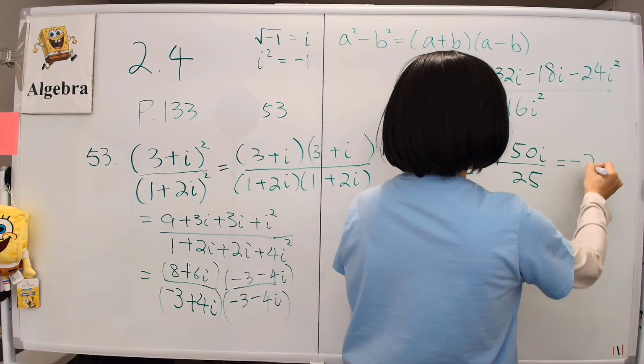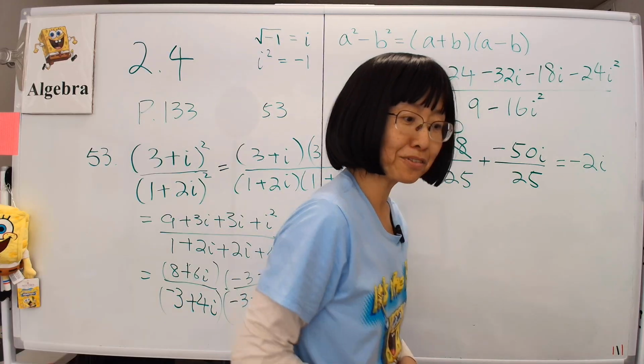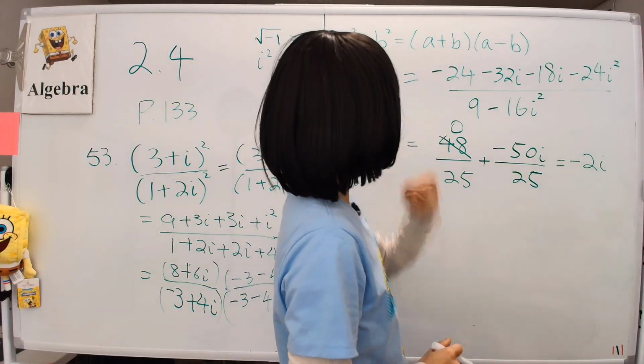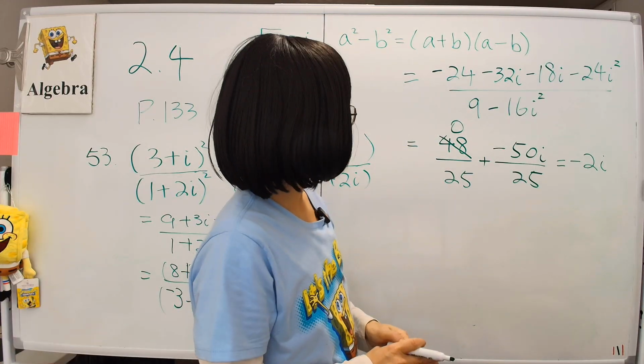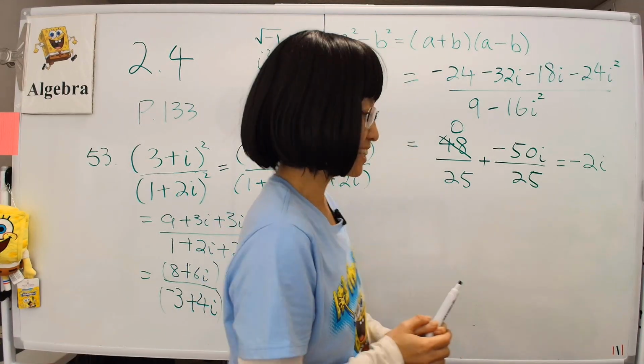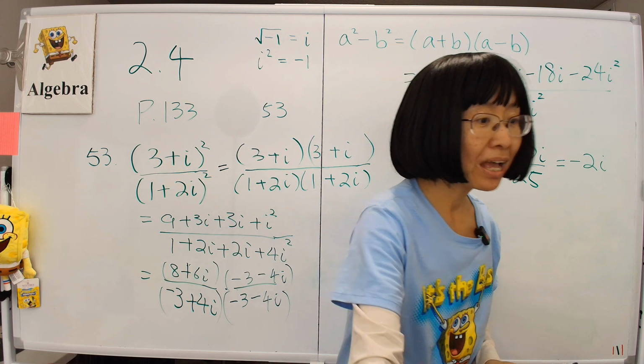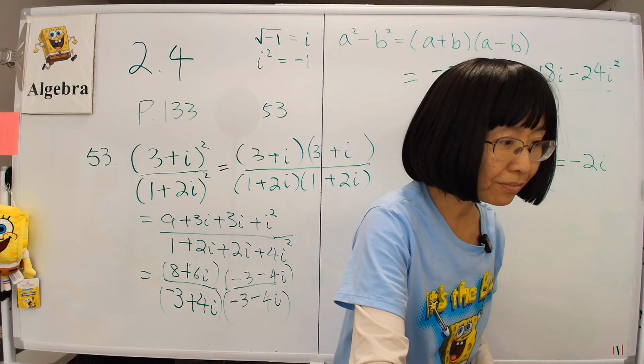That's negative 2. So the answer is simply negative 2i. That's why. Yeah, I did not see the negative sign for some reason. Well, anyway, once I caught the mistake, I got the right answer. And it's always nice to get the right answer. So next, problem 55.